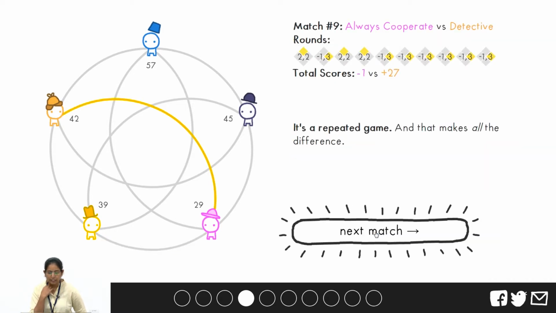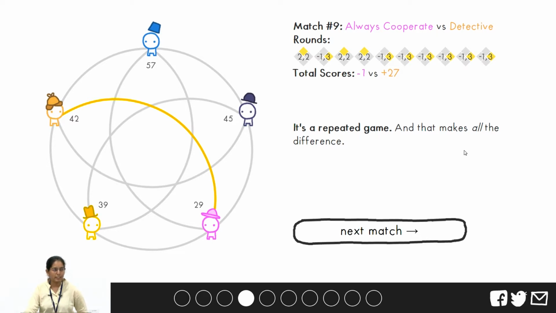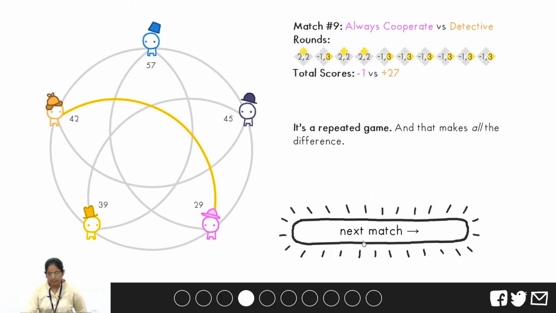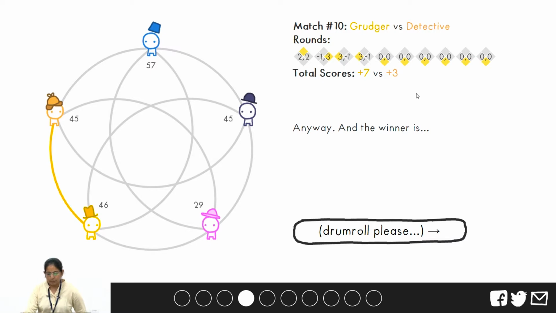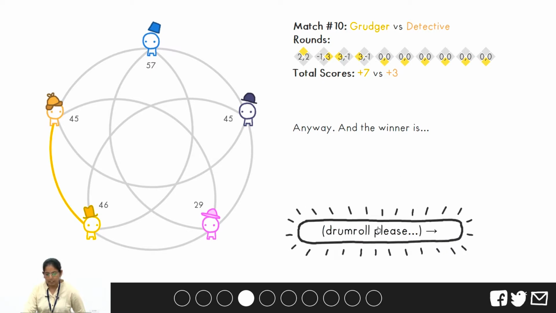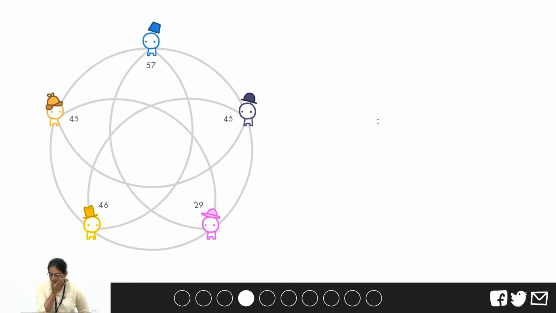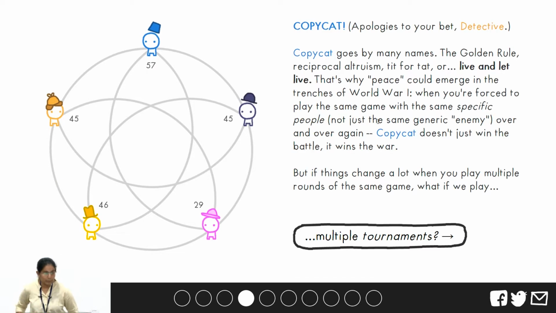Always cooperate versus detective, this is the case where we said detective detects that you are cooperating and then slips into always cheating. So this is also a bit of a massacre, just a little bit better than playing with always cheat because there is one round where detective cooperates, but other than that it's pretty sad for always cooperate. Grudger versus detective, again they're playing off of each other, 7 and 3, something that can be checked. And the winner is copycat. Look at the numbers that were being tallied up so far, the winner is copycat.